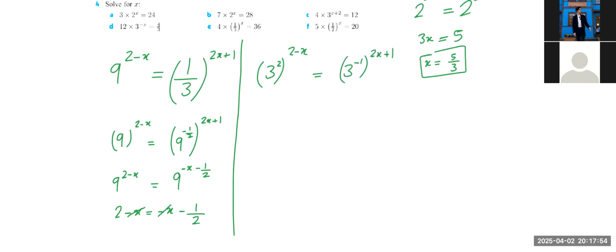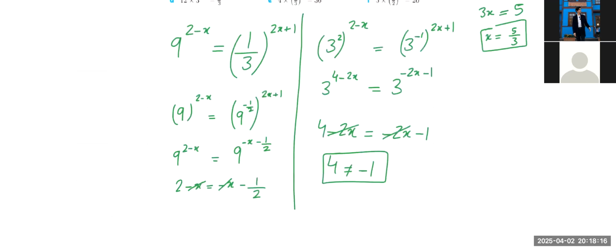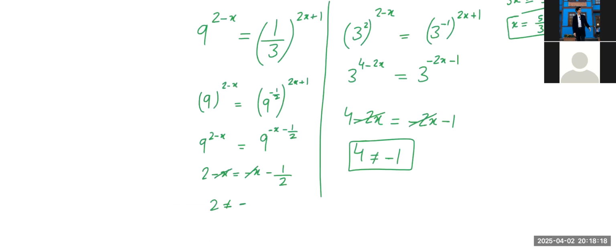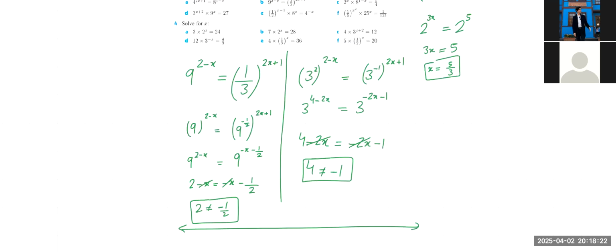So now on the left side, I have 3 to the power of 4 minus 2x, and on the right side, I have 3 to the power of negative 2x minus 1. Okay, so this is indeed no solution, because even now we cancel out the minus 2x's and we end up with something that is untrue, which means that there is no solution to this equation. Similar here, no matter what method you use, you should trust math and you shouldn't second guess it, because the method didn't matter. There is no solution to this equation.